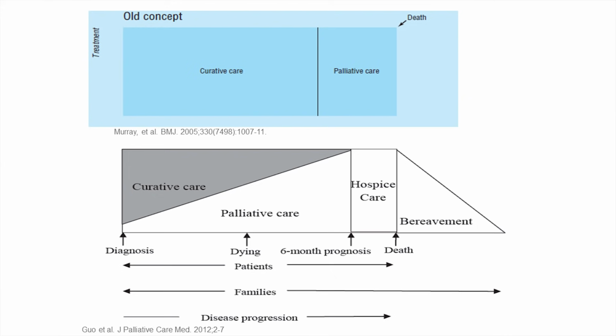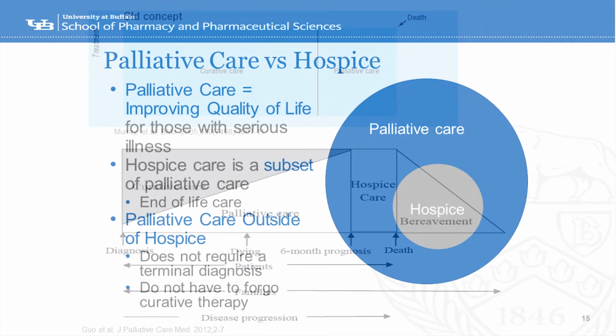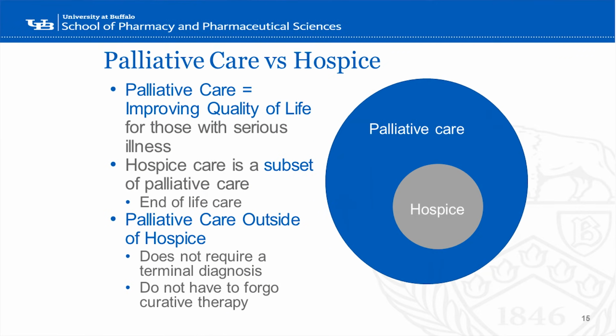Hospice care is invoked in that 6-month or less prognosis, but then notice that bereavement care continues for the families after the patient's death, and that's an important part of hospice care, that the patients are cared for as well as the families after the time of the patient's death. So a little more to contrast palliative care versus hospice care. Again, palliative care is focused on quality of life for those with serious illness, and hospice is basically a subset of that, a subset of palliative care where it focuses truly on those last few weeks to months of life.